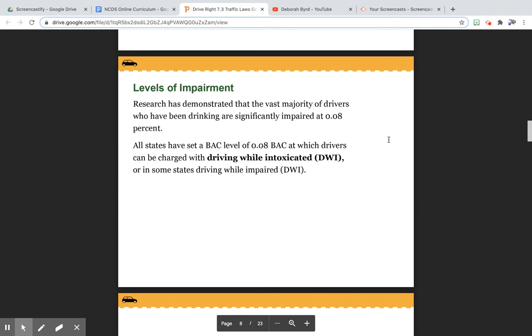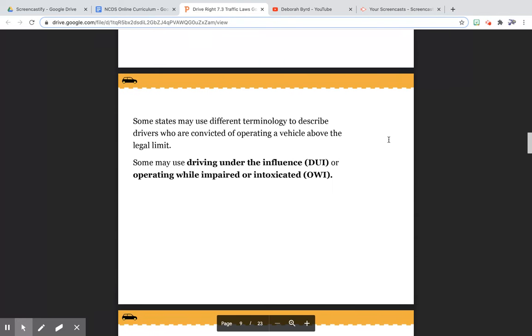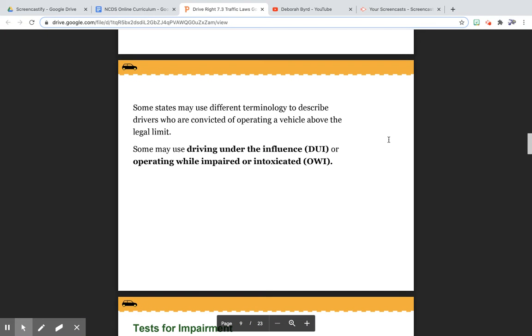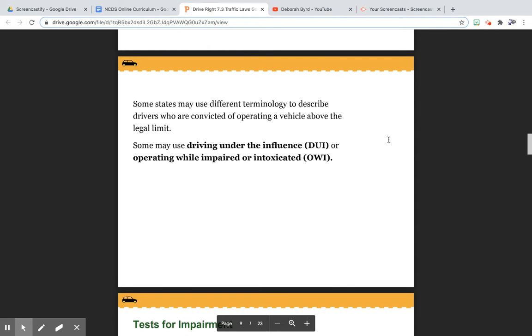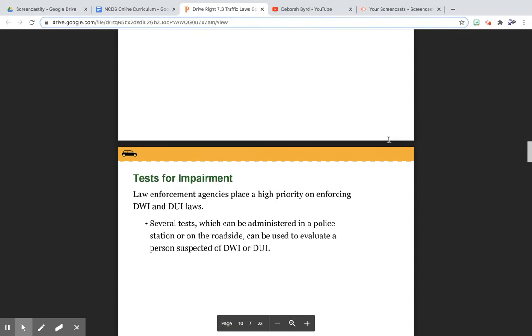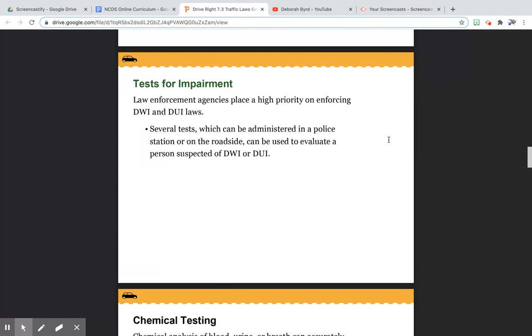Research has demonstrated that the vast majority of drivers who have been drinking are significantly impaired at 0.08%. All states have a blood alcohol content level of 0.08 BAC at which drivers can be charged with DWI, driving while intoxicated, or in some states, driving while impaired. DWI stands for driving while intoxicated. Some states may use different terminology to describe drivers who are convicted of operating a vehicle above the legal limit. Some may use driving under the influence or operating while impaired or intoxicated. Law enforcement agencies place a high priority on enforcing DWI and DUI laws.